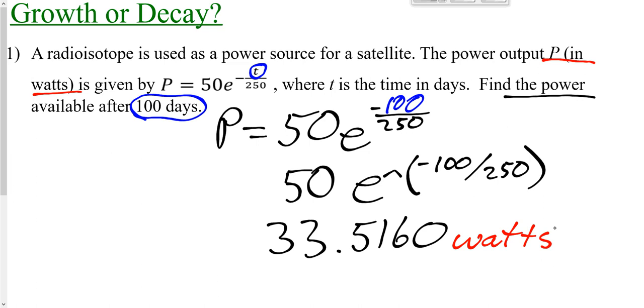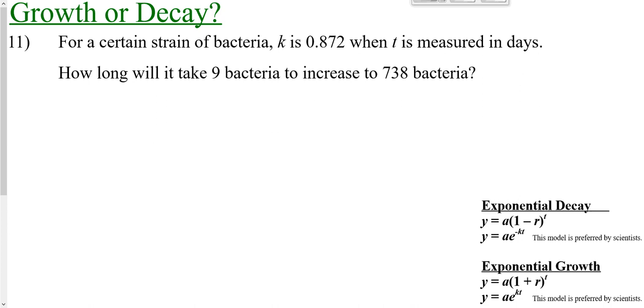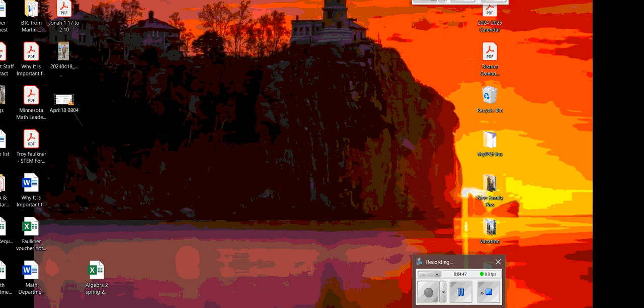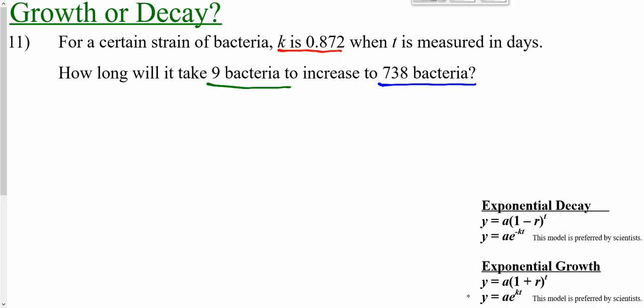So go ahead and look at the next problem, read through it. Here we're dealing with bacteria growing. I would say then it's probably going to be a scientific one where we have E. We also know that because we have a K, and K does not show up in the ones that just have R. And it starts out at 9, and it grows up to this here. So therefore, we're going to be dealing with this one here. So I'm going to write that out.